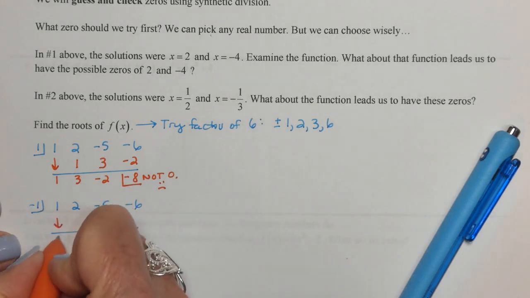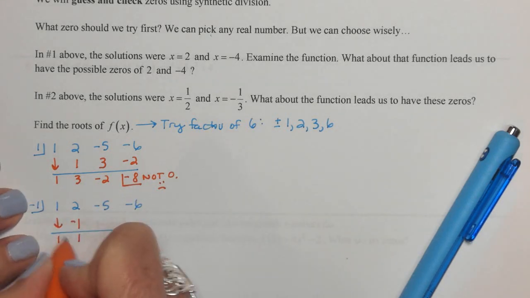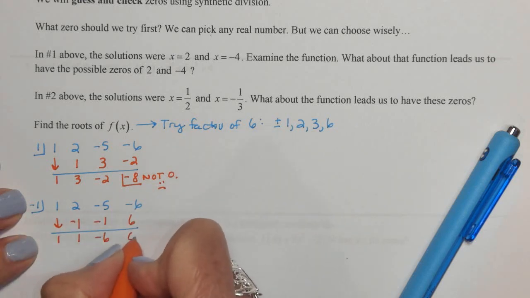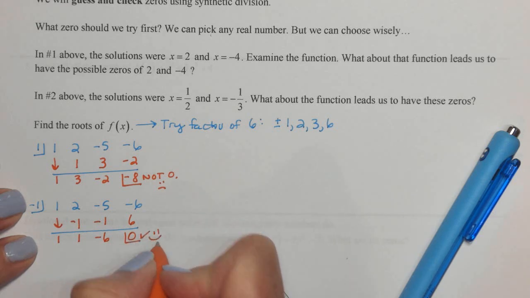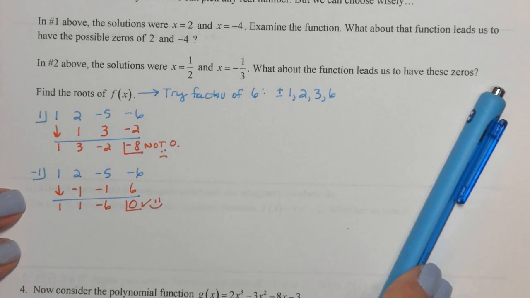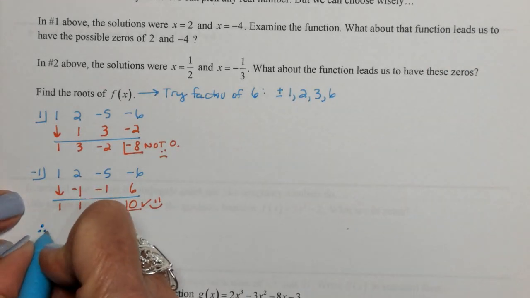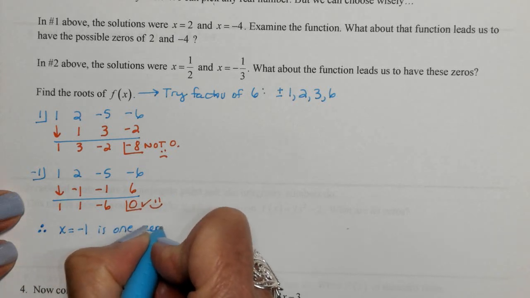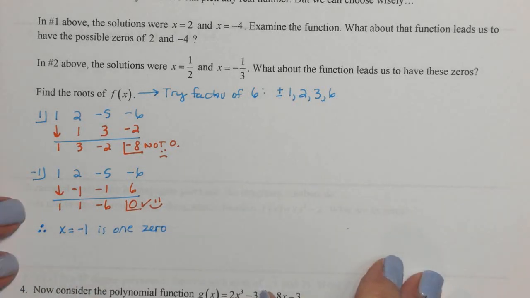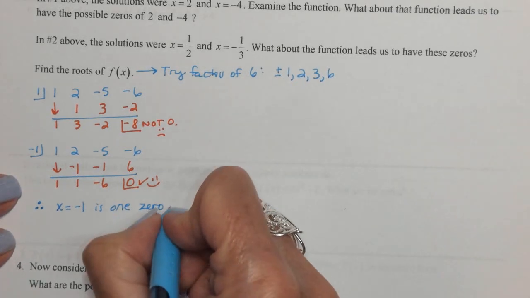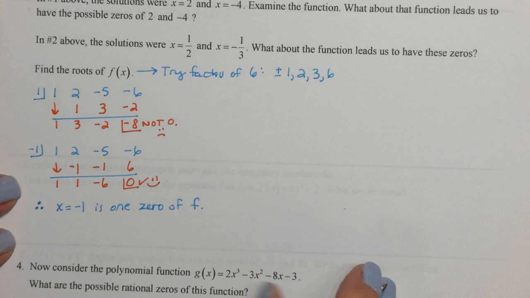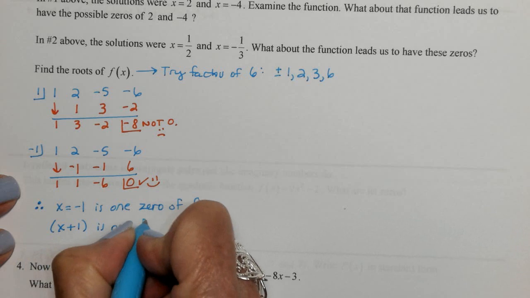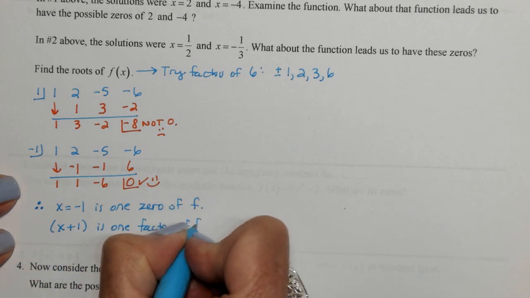Okay, bring down our 1, multiply, add, multiply, add, multiply, and add, and yay, we got 0. We found one of our zeros. So we know that x equals negative 1 is one root, or one zero, of the function. Okay, that means that x plus 1 is one factor of f.